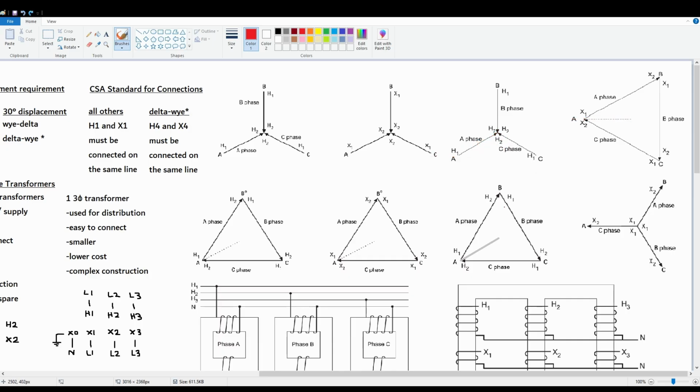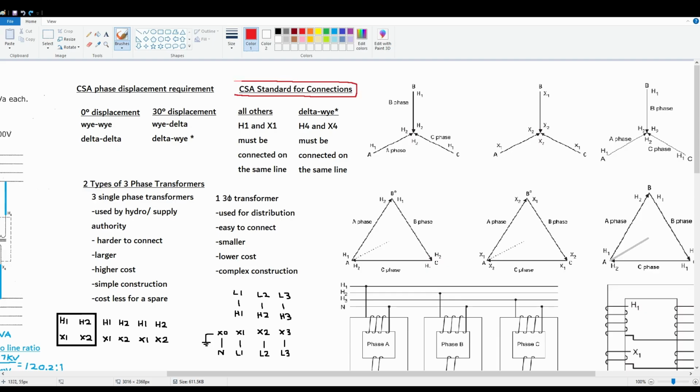And then we go on to a delta Y, same thing. We're going to come into line A, and then to neutral, and then line A to neutral. Okay, so if we look at the high voltage side, it's going to be 30 degrees from 0. And then the low voltage side is going to be at 0 degrees. So A to neutral is going to be at 0 degrees on the low voltage side, and A to neutral is going to be at 30 degrees on the high voltage side. So that means the high voltage side will lead the low voltage side by 30 degrees.